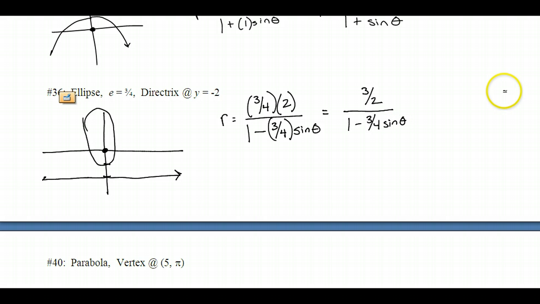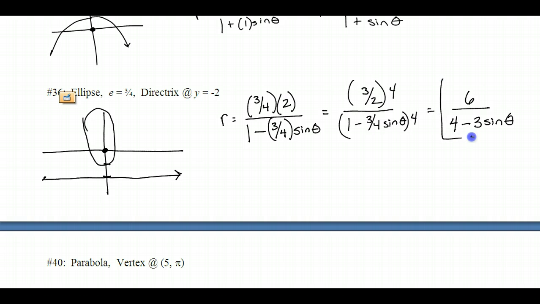And you cannot leave a complex fraction. So I'm going to multiply the numerator and the denominator by 4. That's my greatest factor there, so I can get rid of everything. If I multiply by 4, that will end up giving me in the numerator 6. In the denominator, if I distribute, I would have 4 minus 3 sine theta. And you do have to do this step. You cannot leave a complex fraction for your answer. So those are pretty easy.